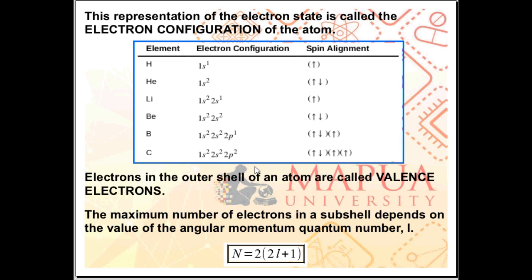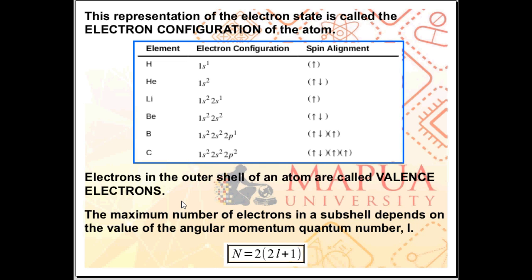Electrons in the outer shell, denoted by n, are called valence electrons. So hydrogen has only one shell, and the electron in this shell is a valence electron. Whereas carbon has two shells, and the electrons in the shell n equal to 2 are called valence electrons.